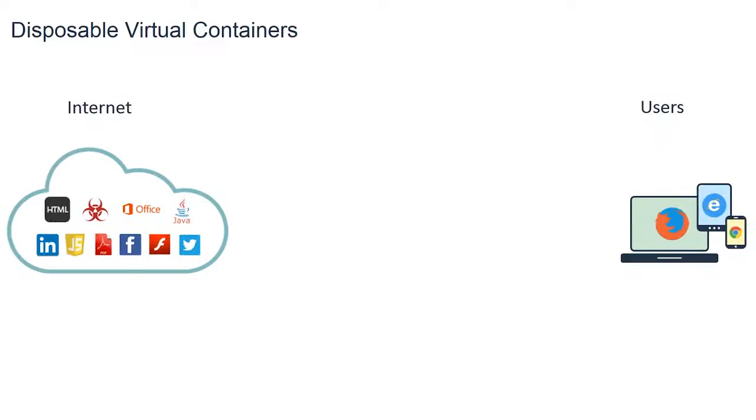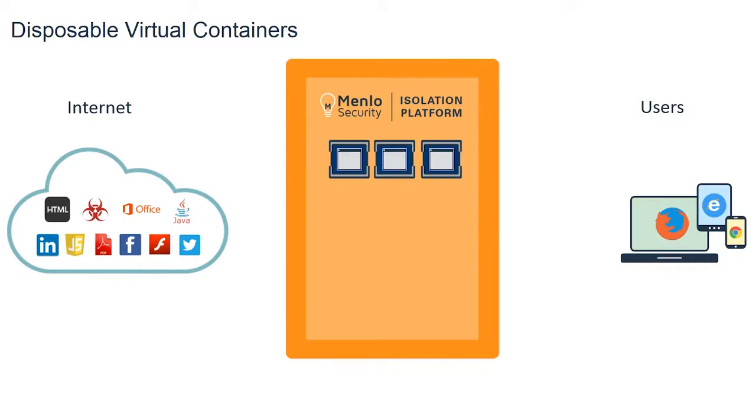The first one is disposable virtual containers, and the second one is adaptive clientless rendering. Let me go over both. The Menlo Security platform goes between the web and the user. The platform is available as a public cloud service and also as virtual appliances that you can run in your own data center. Users' web requests are directed to the platform via a proxy setting on the end user's device or proxy chaining with an existing web security gateway.